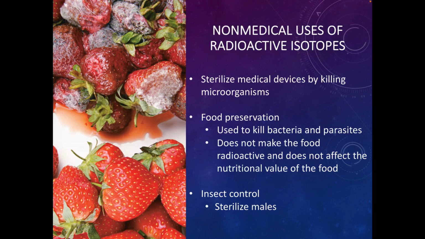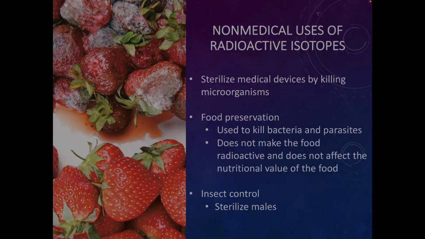We can also use radiation for insect control. Again, with ionizing radiation, we can hit things like fruit flies and sterilize the male fruit flies, and then release them out into the orchard or wherever the case may be. When the female fruit flies mate with the male fruit flies, there's no offspring being produced, and that can control the insect population.